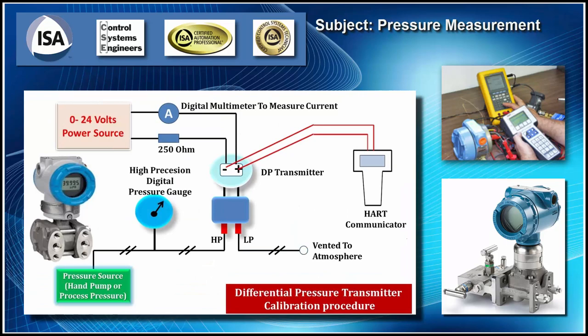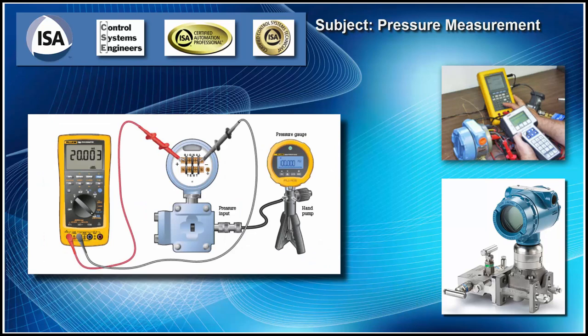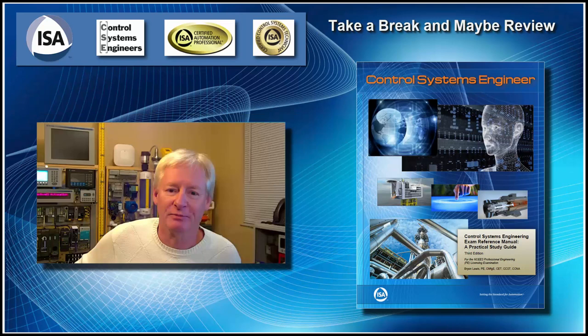If your 4 to 20 is off a little bit, you can go into the digital to analog converter and trim this to make sure it's exactly 4 to 20. Like here we're reading 20.003. We can go into the digital to analog converter and we can actually make that 20.000. It is that accurate. Okay, that's it for pressure.